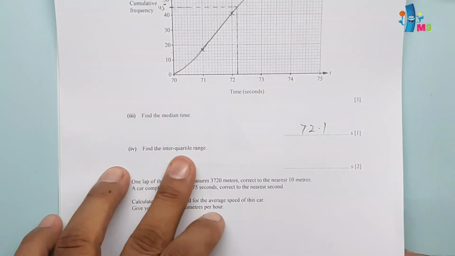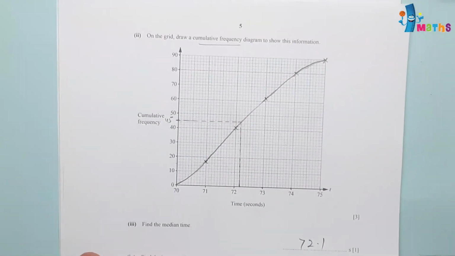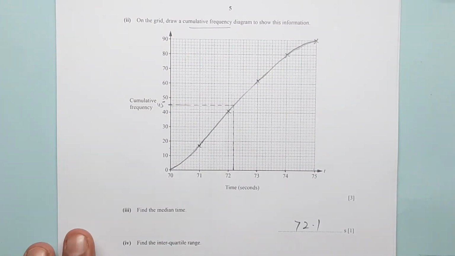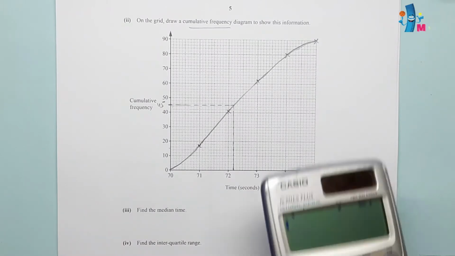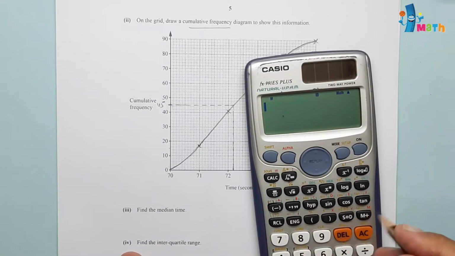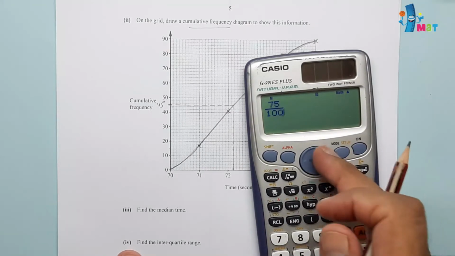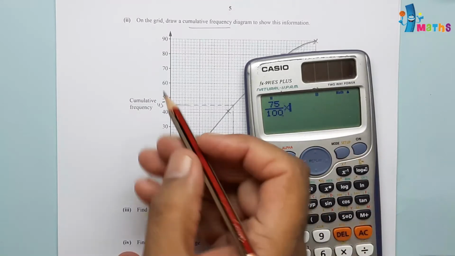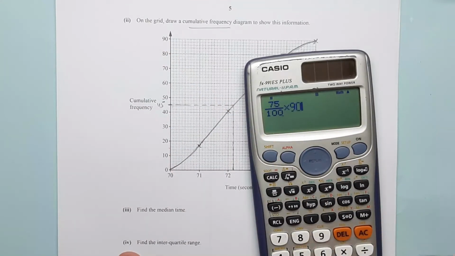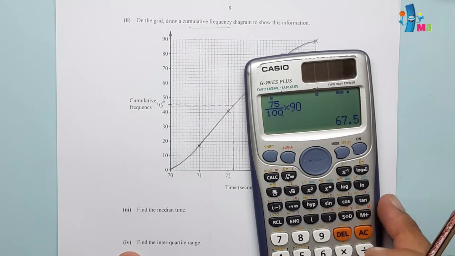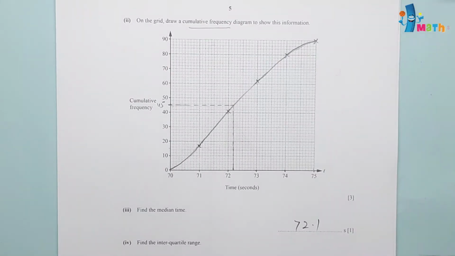Then they are saying find the interquartile range. For interquartile range we'll have to take the 75th percentile and the 25th percentile, and then we'll check the difference between them. So for the 75th percentile, 75 over 100 into 90, this will be equal to 67.5.